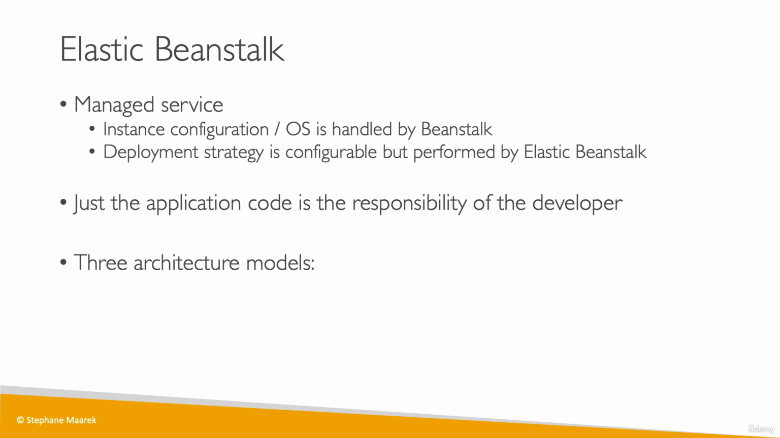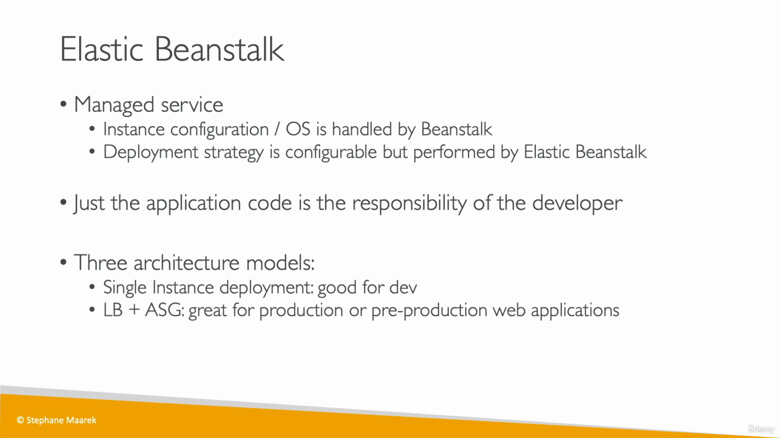And so you have three architecture models on Beanstalk we can see. The number one is a single instance deployment, which is great for dev. Load balancer plus ASG, which is good for production or pre-production web applications. And finally, just an auto-scaling group, which is good if you have a non-web application in production, and this is usually called a worker environment. So let's have a look at how it looks like in terms of diagram.